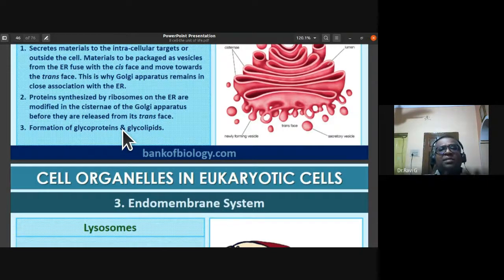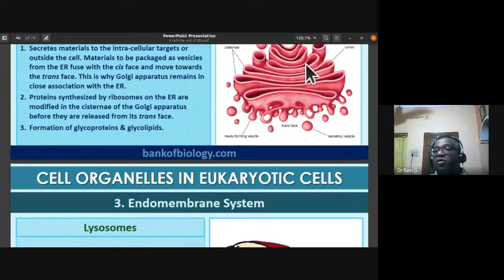So they are the packaging system of the cell. The cell secretes materials to the intracellular targets or outside the cell. So that is secreted by the Golgi complex. The materials to be packaged as vesicles, which is obtained from the ER, fuse with the cis phase and then move towards the trans phase. So you have the cis phase, which is convex, and the trans phase, which is concave. And this is the maturing phase, the concave.